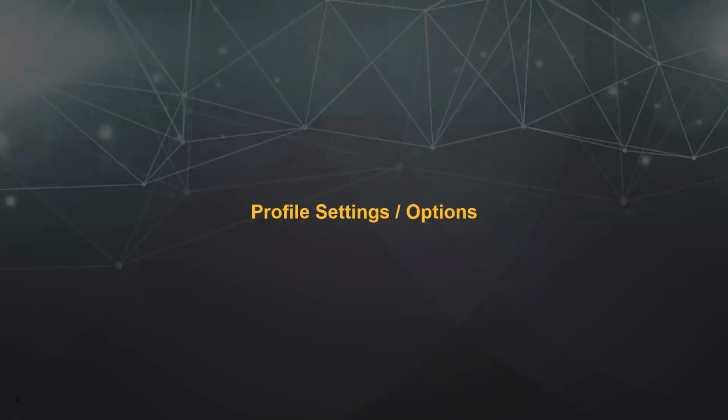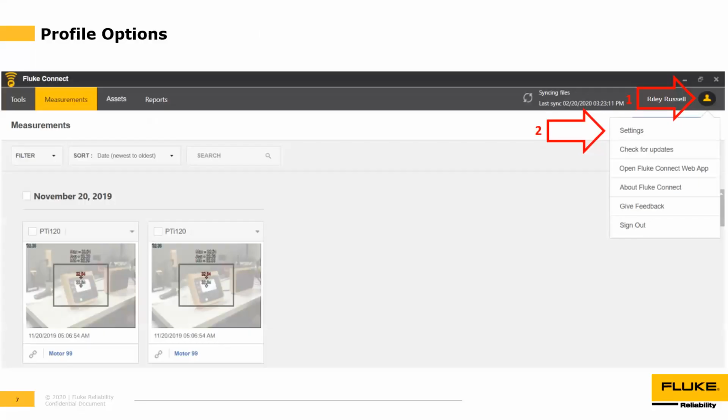Our next section is the Profile Settings and Options section. This area contains many important pieces of information, so it's a good idea to familiarize yourself with these. To access the profile options, you simply click on the figurehead icon in the upper right-hand corner. So that is right here in the upper right-hand corner next to the number 1 arrow. And that will provide you with a pop-up menu that contains several different desktop settings that we will discuss in further detail. The first of these is the Settings option.